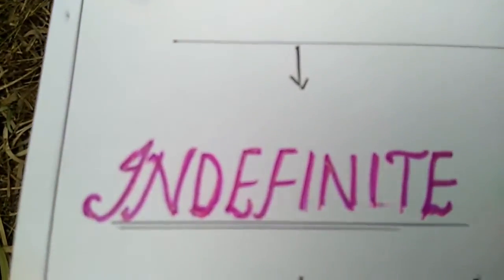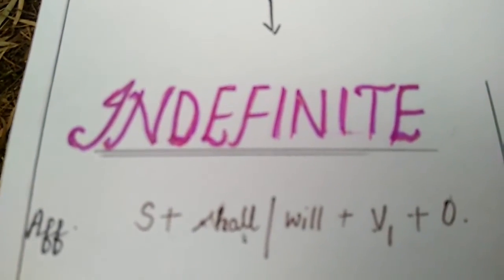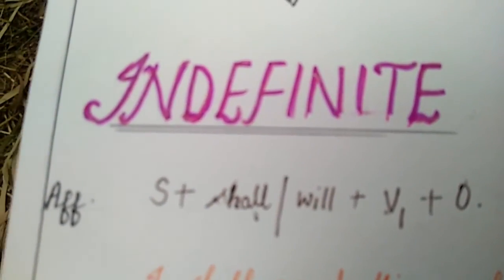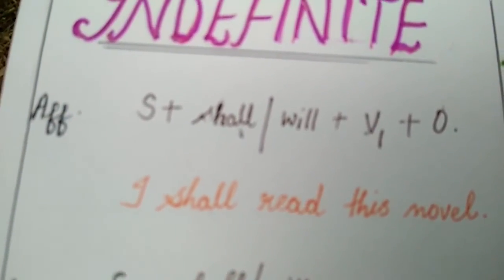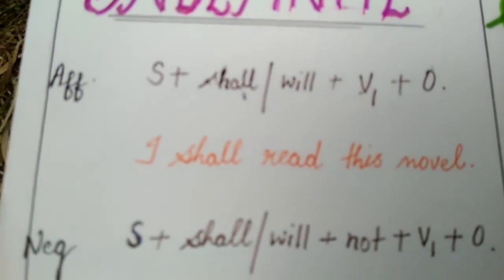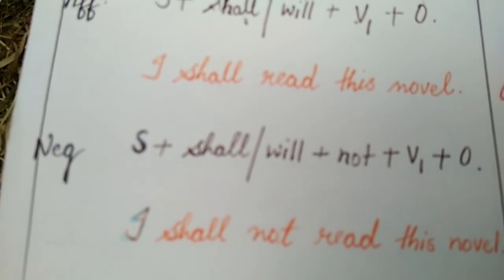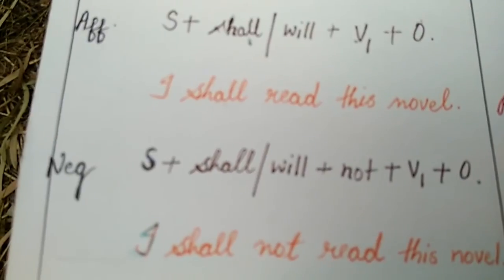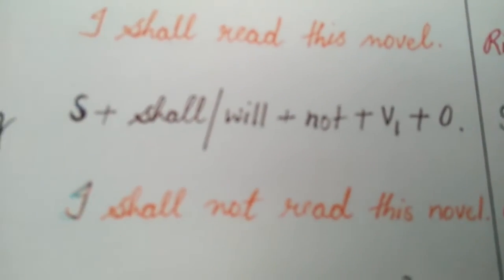Affirmative. Subject plus shall / will plus first form of the verb plus object. For example, I shall read this novel. Negative. Subject plus shall / will plus not plus first form of the verb plus object. For example, I shall not read this novel.